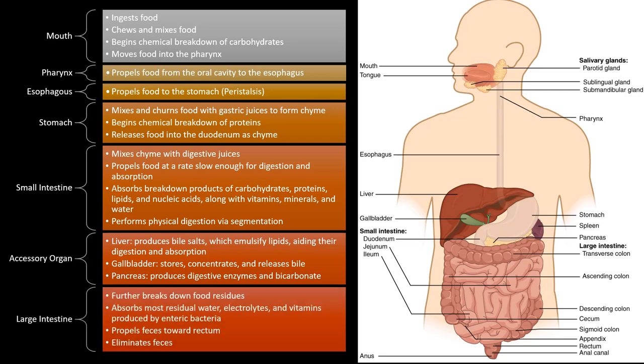The large intestine further breaks down the food materials. It absorbs most of the residual water, electrolytes, that is ions, and vitamins, and it also propels the food towards the rectum. Finally, it helps in the elimination of the fecal matter or the undigested food material after complete digestion and absorption. So this basically summarizes the entire process of digestion in human beings.